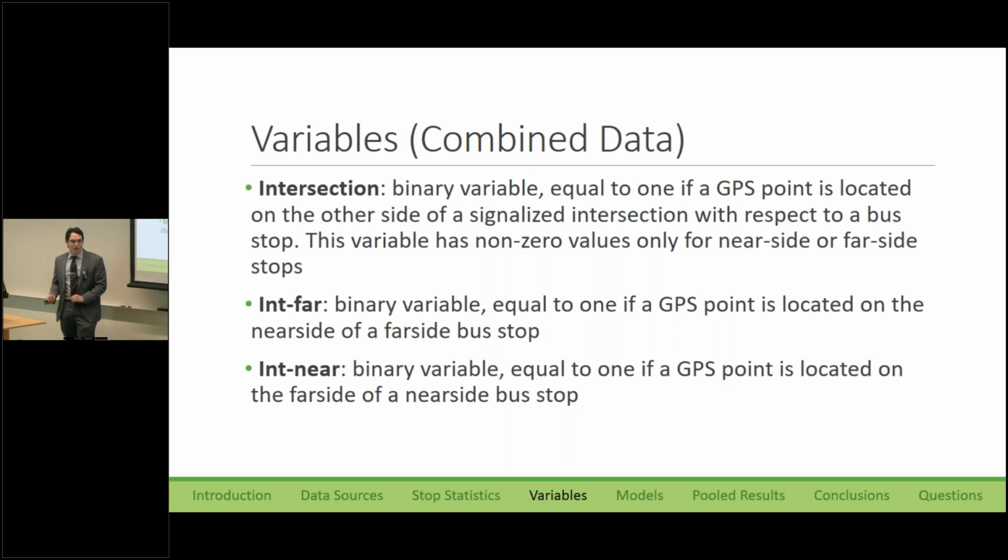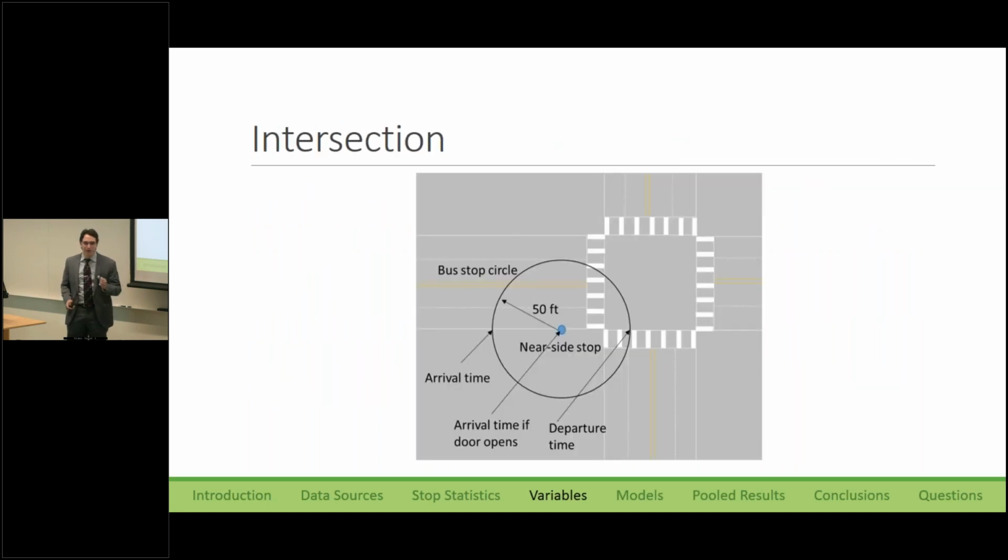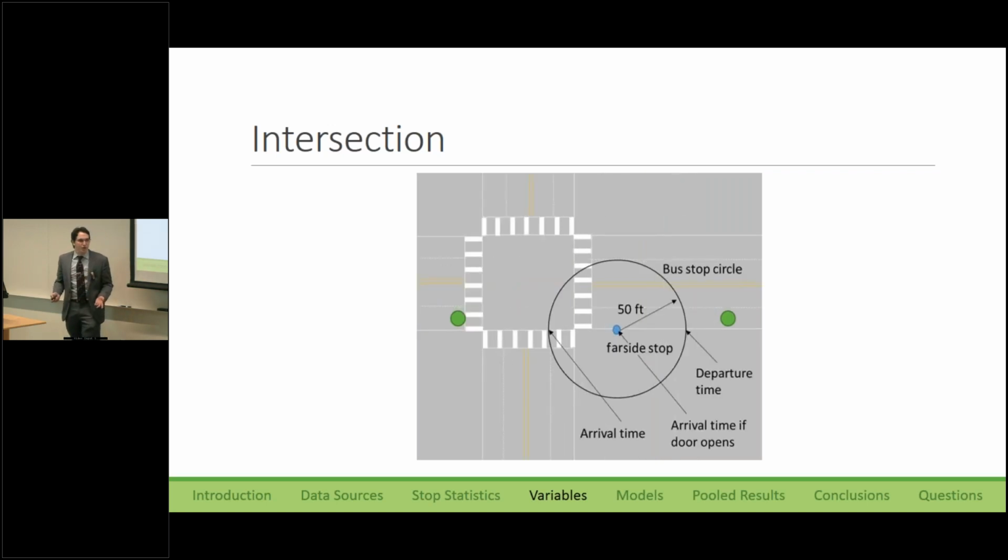A few more important data points. Intersection, int far, and int near. Int far is the multiple of intersection and far side, int near, intersection and near side. The intersection variable itself is an effect of the high resolution data. When recording the point before and the point after a stop, where were they? Was the point after for a near side stop on the far side of the intersection, rather than being somewhere inside the intersection or nearer to the stop? This would be a 0. This would be a 1. For far side stops, this would be a 1, where the point before the stop appeared before the signalized intersection.